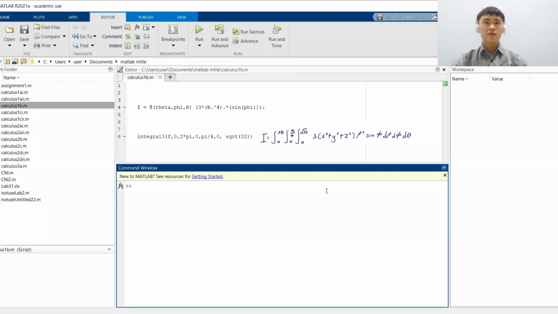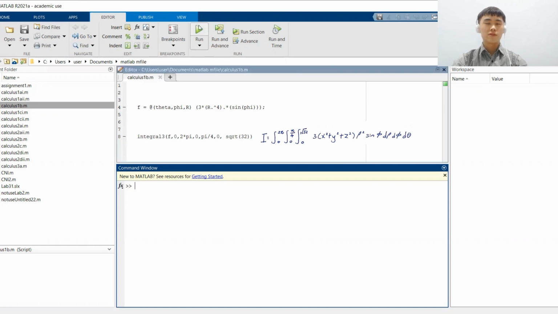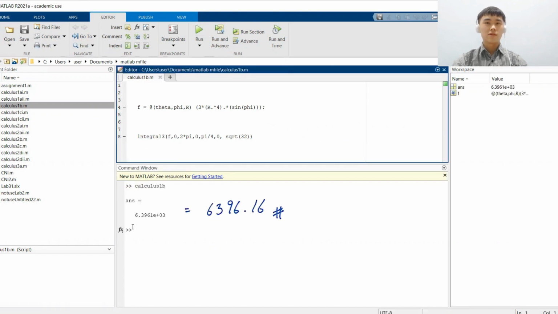For question 1b, this is the coding for the equation that we use in manual calculation, which is a triple integral by using spherical coordinates. For theta is from 0 to 2 pi. For phi is from 0 to pi over 4. And for r is from 0 to square root of 32. The result is 6,396.16.